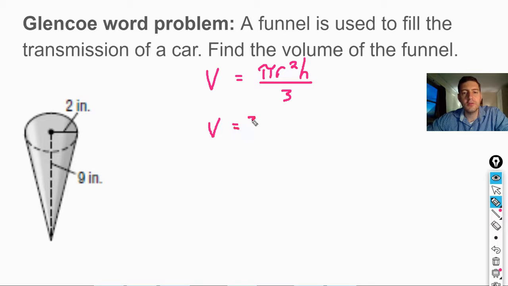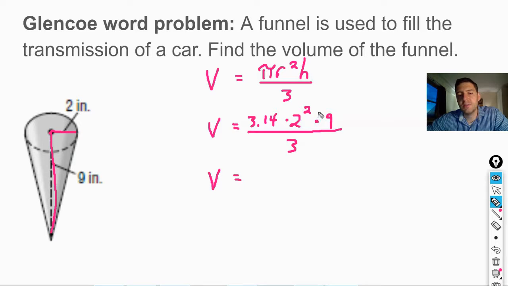So we have v is equal to 3.14 times the radius squared. So the radius is 2. We're going to square that and multiply by the height, which is 9, and then divide by 3. There are a couple of different ways that we could solve this. It's pretty simple just to simplify this part of it. Let me write this 3.14, and then 2 squared means 2 times 2. Any number squared means we're multiplying it by itself. So 2 squared means 2 times 2. That would be 4. Times 9 would be 36, and then divided by 3 would be 12. So this whole thing is like 3.14 times 12.